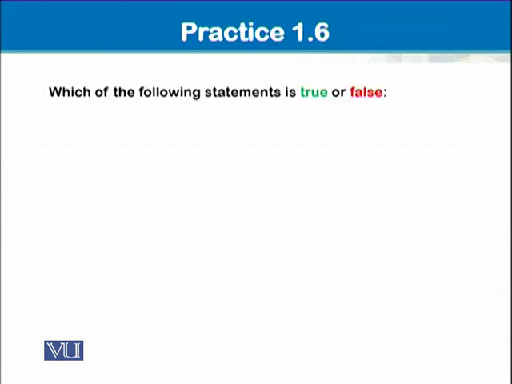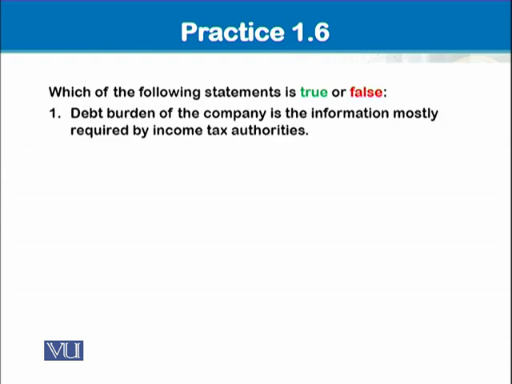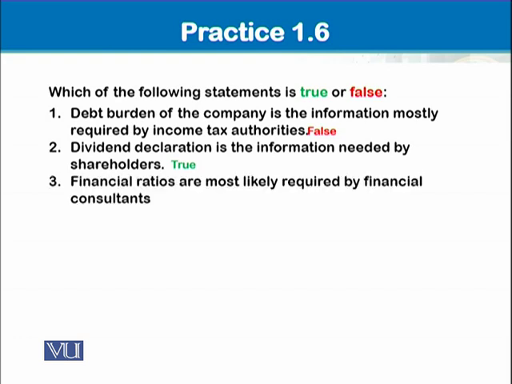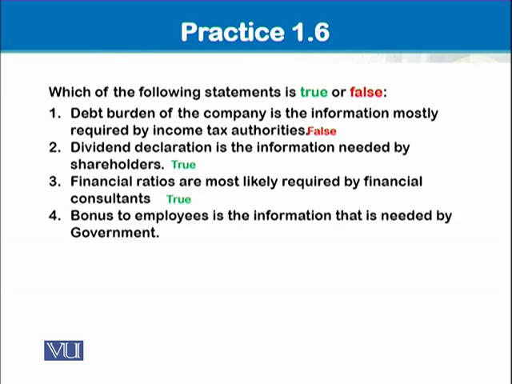Let's practice this concept and see how well we have learned through these true and false statements. Debt burden of the company is the information mostly required by income tax authorities. It's false. Dividend declaration is the information needed by shareholders. Yes, it's true. Financial ratios are most likely required by financial consultants. Yes, it's true, because they have to analyze the financial statements through these ratios. Then bonus to employees is the information that is needed by government. False. Government doesn't need this information.